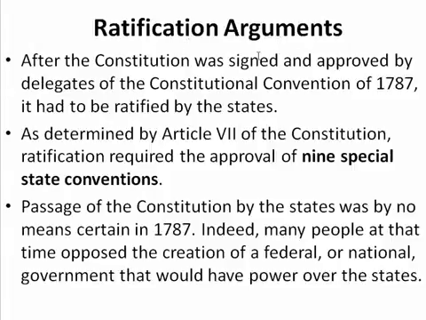But before that happened, 2 groups are going to square off against one another over this new United States Constitution. One's going to support it, one's going to be totally against it. After the Constitution was signed and approved by the 55 delegates who attended in Philadelphia, it had to be ratified, and that was under Article 7 of the Constitution. That said it had to be ratified or approved by 9 out of 13 special state conventions. And passage of it and approval through ratification was by no means certain at this time, and some people opposed the stronger national government.